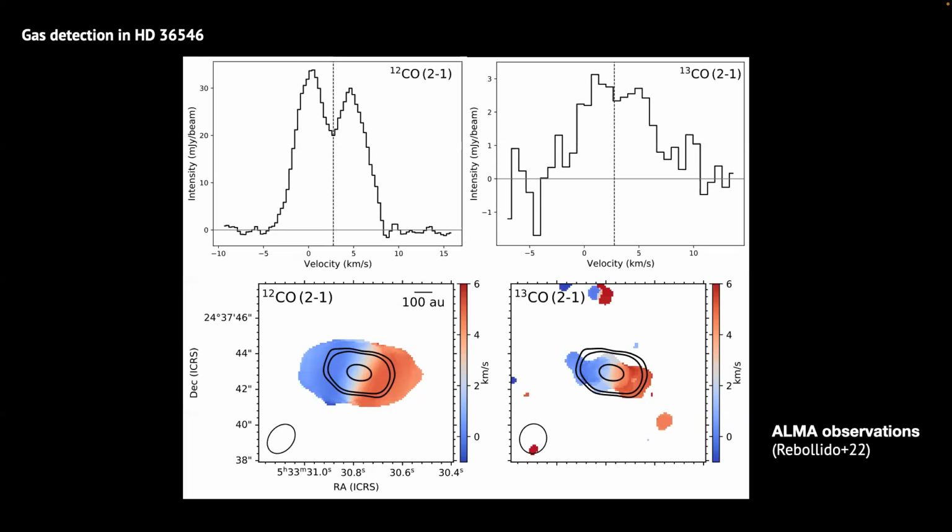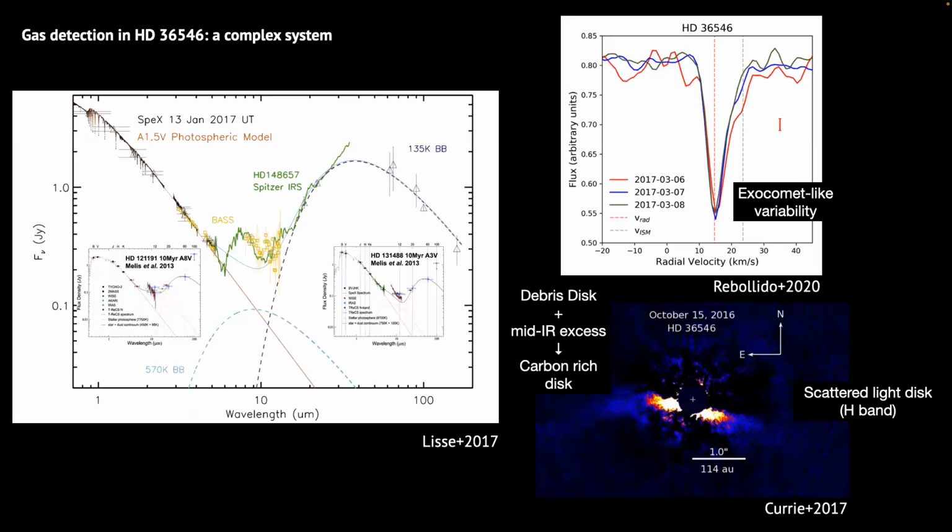Yeah, we're getting a lot of information from the gas, but we just need better spatial resolution. So I told you the system was very interesting, and this is the background of this system. I just told you that it has a detection in the continuum in ALMA. It has 12CO and 13CO detections in ALMA, possibly an asymmetry in the gas, but it also has history where Casey Lisse in 2017 found that there is actually an overabundance of carbon.